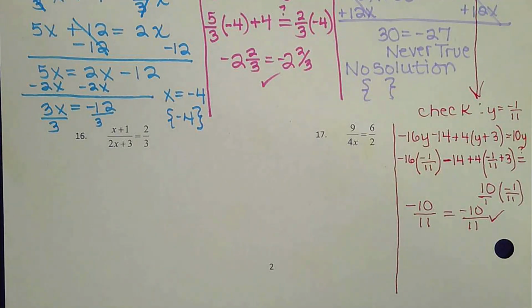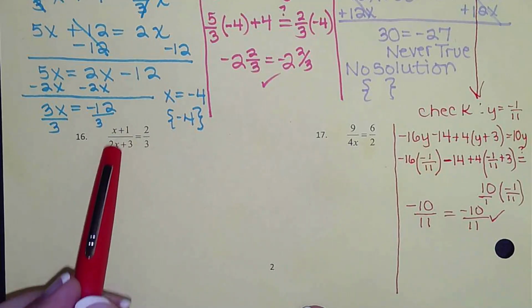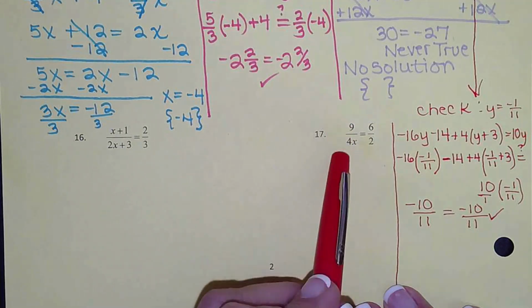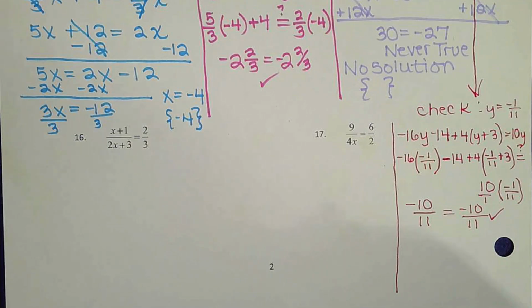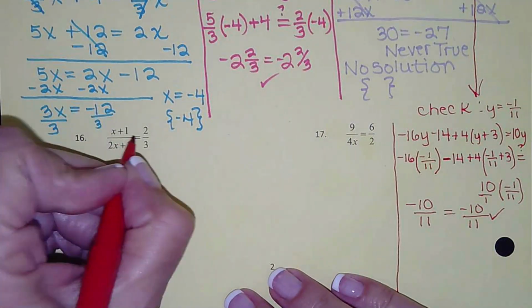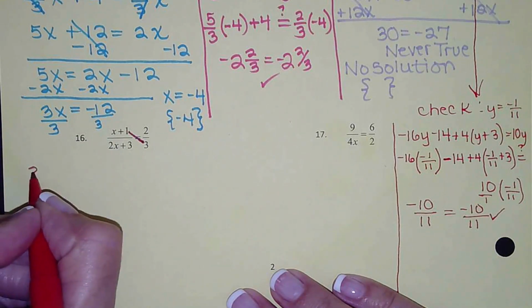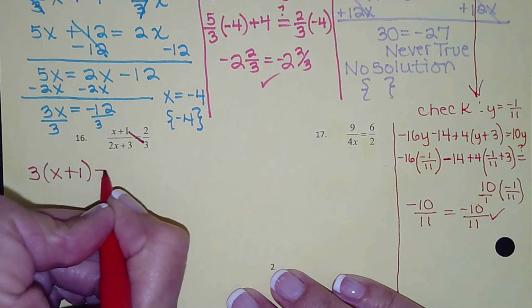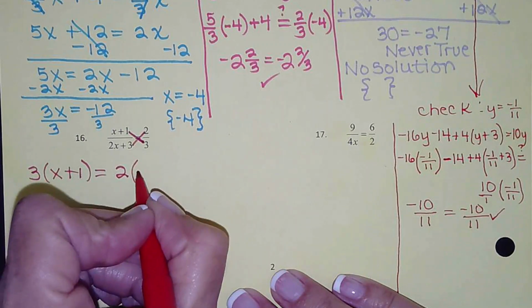First off, I recognize them because it's 1 fraction equal to 1 fraction. 1 fraction equal to 1 fraction. So we learned whenever it's a proportion, the easiest by far method is setting your cross products equal. So 3 times x plus 1 equals 2 times 2x plus 3.